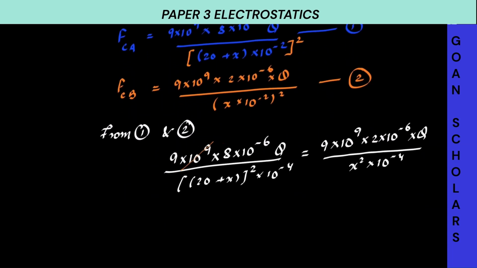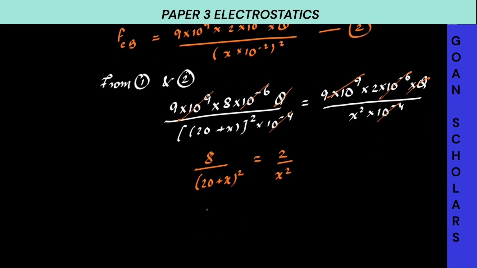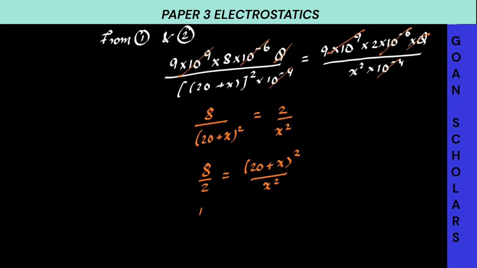Now let's cancel out the common terms. 9 × 10^9 cancels on both sides, 10^-6 cancels, Q cancels, and 10^-4 cancels. What we are left with is 8 upon (20 + x) whole square equals 2 upon x square. Let's cross multiply. So 8 upon 2 must be equal to (20 + x) whole square upon x square. So 8 by 2 is 4.